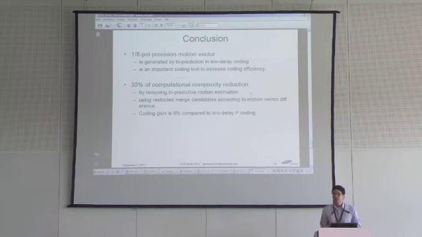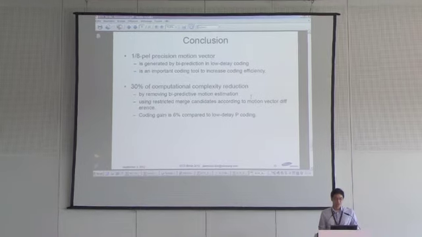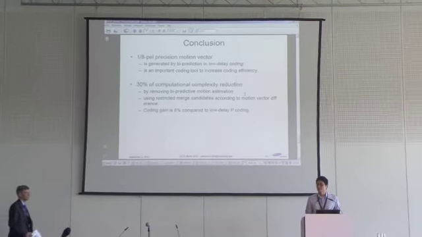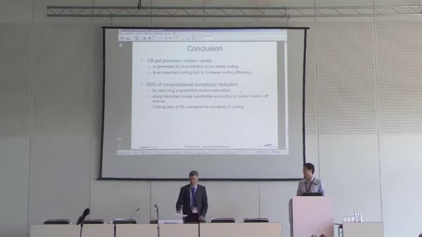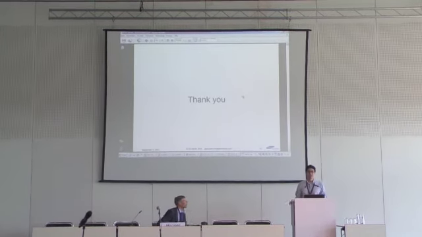So in my work, we show that octa-pel precision motion vector is very important to increase the coding efficiency, and we reduce the computation complexity by about 30% by removing precision motion estimation and using restricted merge candidates according to the motion vector difference. Thank you for your attention.